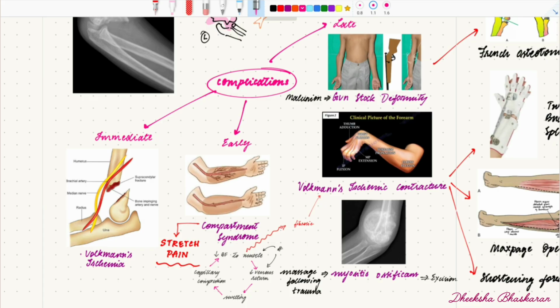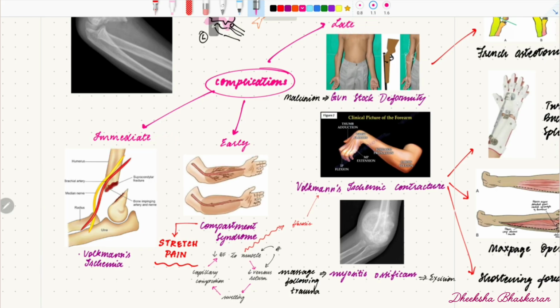It can be of the immediate type, early type, or late type. Immediate type is where the vessels and the nerves which surround the area are injured. There can be brachial artery injury which can cause Volkmann ischemia. So basically the muscles of the forearm are deprived of blood, and if there's ischemia of the area, there can be necrosis followed by gangrene. There can be median nerve injury or radial nerve injury.